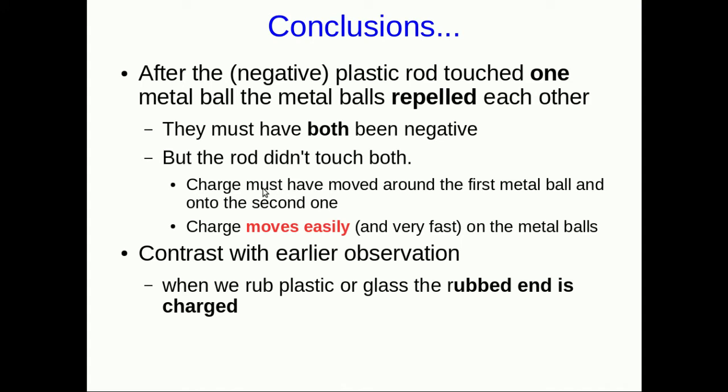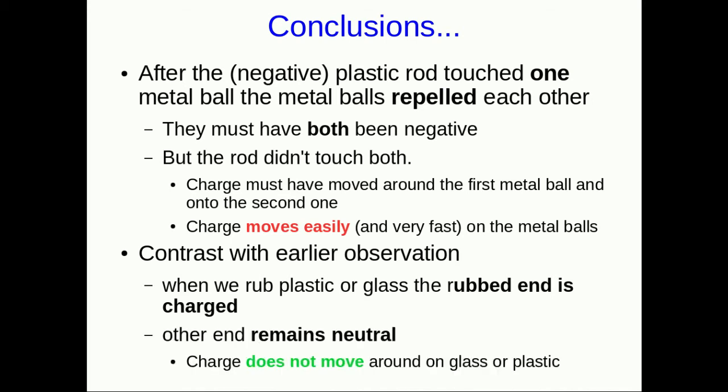And that's that when we rub plastic or glass, the rubbed end ends up charged. But the end that we didn't rub remains neutral. We've seen that because the unrubbed end doesn't exert any electrical forces. So while charge moves around easily on the metal balls, it doesn't seem to move around on glass or plastic. And this is telling us that there are fundamental differences between these materials.